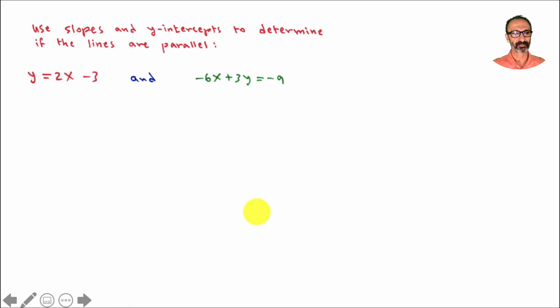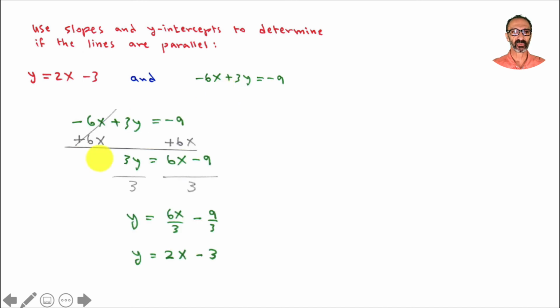Another example. Use slopes and y-intercepts to determine if the lines are parallel. This has a slope of 2. This one is not clear for me at this moment, so we're going to do the math. We're going to add 6x to both sides to leave y alone. Then we're going to divide by 3. Of course, you divide both terms by 3. Simplify, and I get the slope of 2. And the slope was 2 for the other one. So both have the same slope.